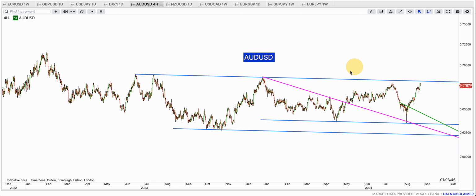Okay, Aussie dollar is now getting closer. After the purple support bounce, we cleared the green resistance, like sideways diagonal resistance, and back tested it. Now the blue top band is coming our way, and is it going to be able to break or not? That's the big question. And I think there is a chance to break it this time.